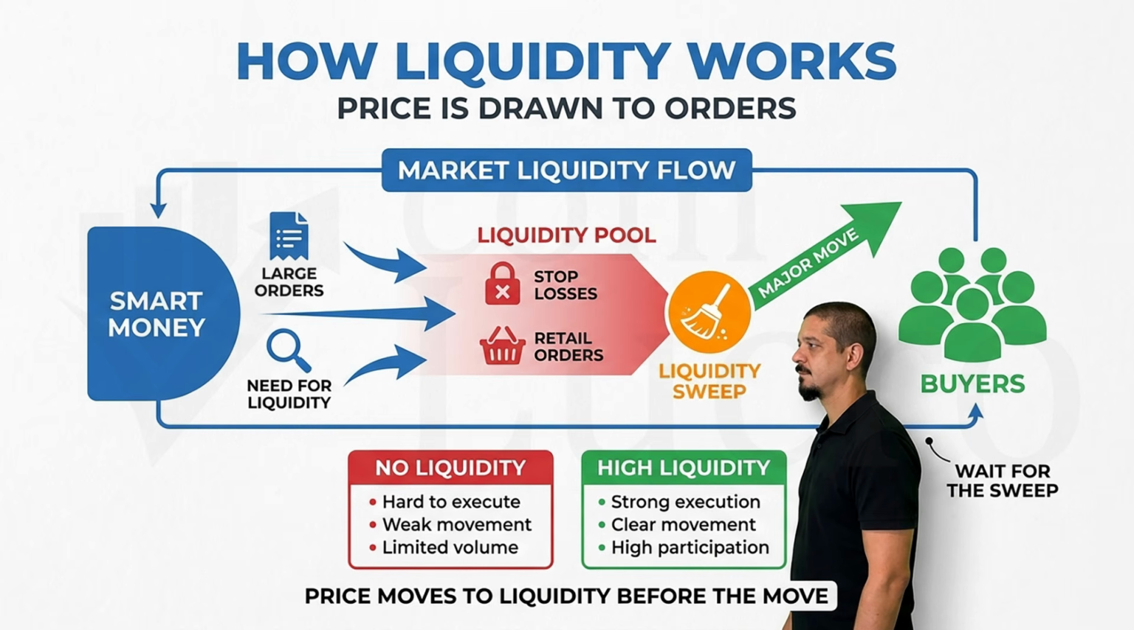In financial markets, the idea is the same. If smart money wants to sell an asset, they need a large pool of buyers. Because of this, price is naturally drawn toward areas where many orders exist, and after sweeping those zones, it often makes its major moves. That is the essential concept behind how liquidity works.